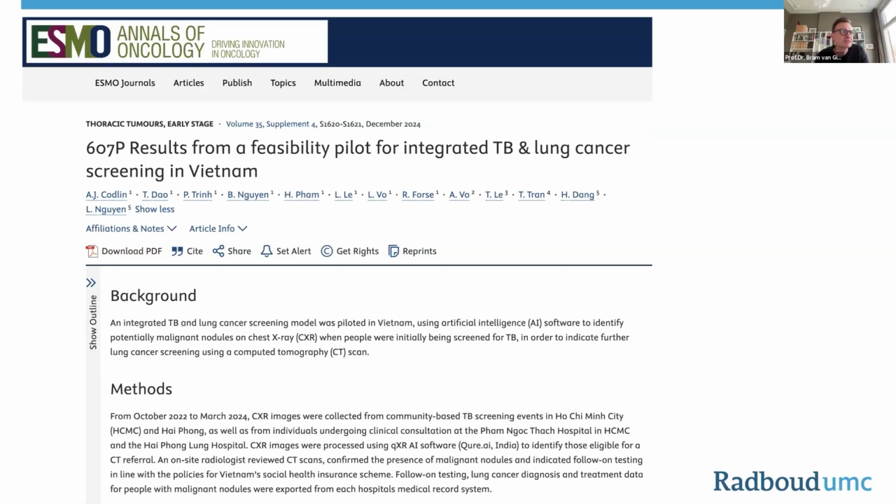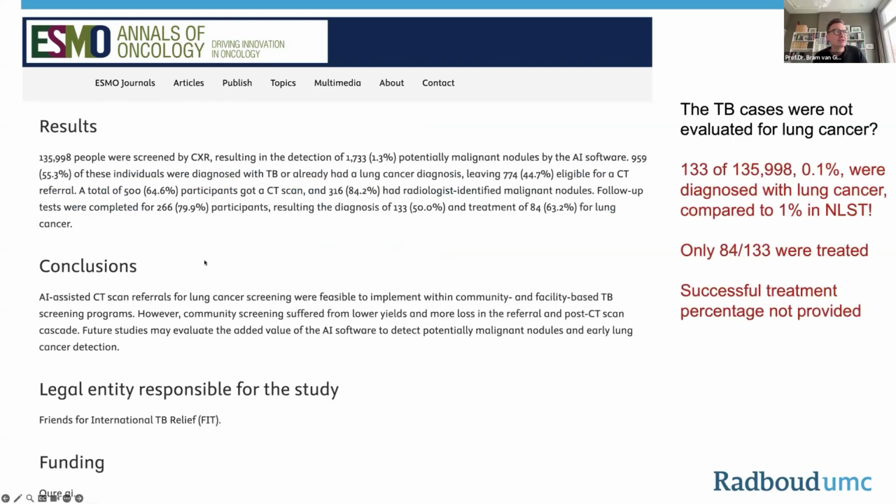This is a recent publication from a study from Vietnam where they tried to do lung cancer screening within TB screening. And they showed that after screening 136,000 subjects, they detected people with malignant lung nodules, but in the end, only 133 were diagnosed with lung cancer. And that is 0.1%. Well, actually, in the lung cancer screening, it is common to find lung cancer in 1%. So this shows that within a group of people that you screen with chest X-ray for TB, you will generally find very few lung cancers.